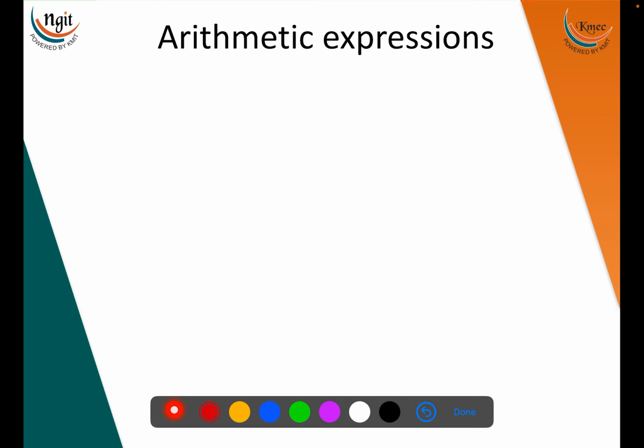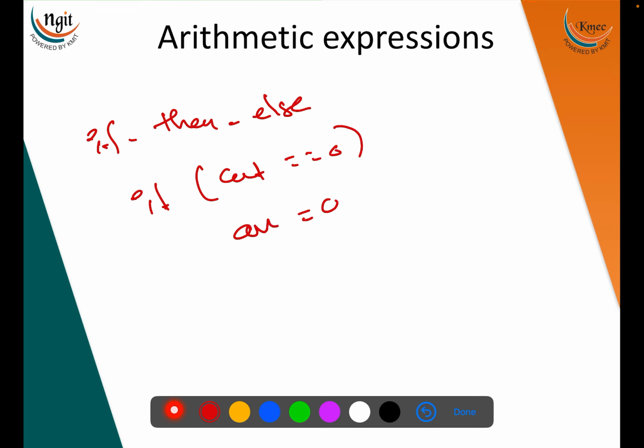And we'll take the other example, which is conditional expressions. Arithmetic expressions compute the arithmetic operations. Conditional expressions use if, then, else statements to perform conditional expression assignment. For example, if count double equal to 0, then average is equal to 0. Else, average is equal to sum by count.